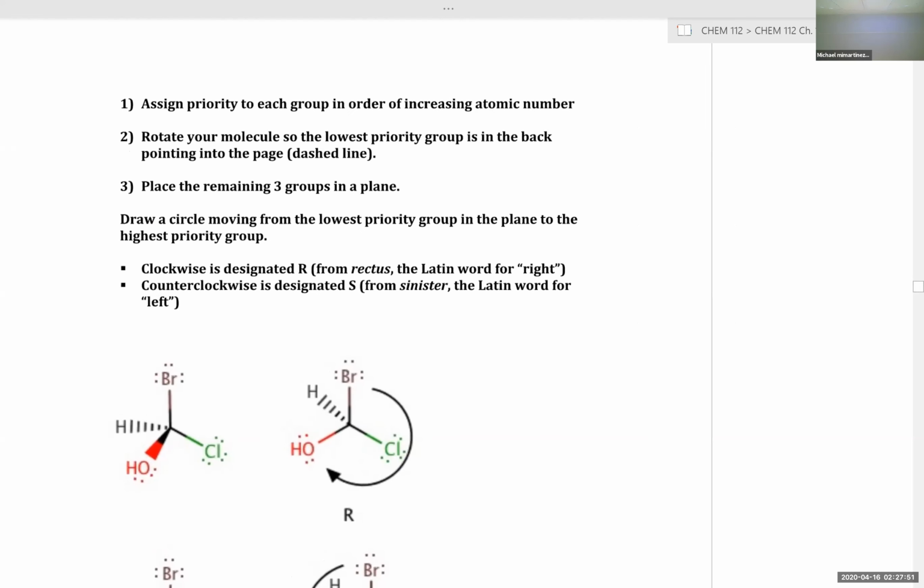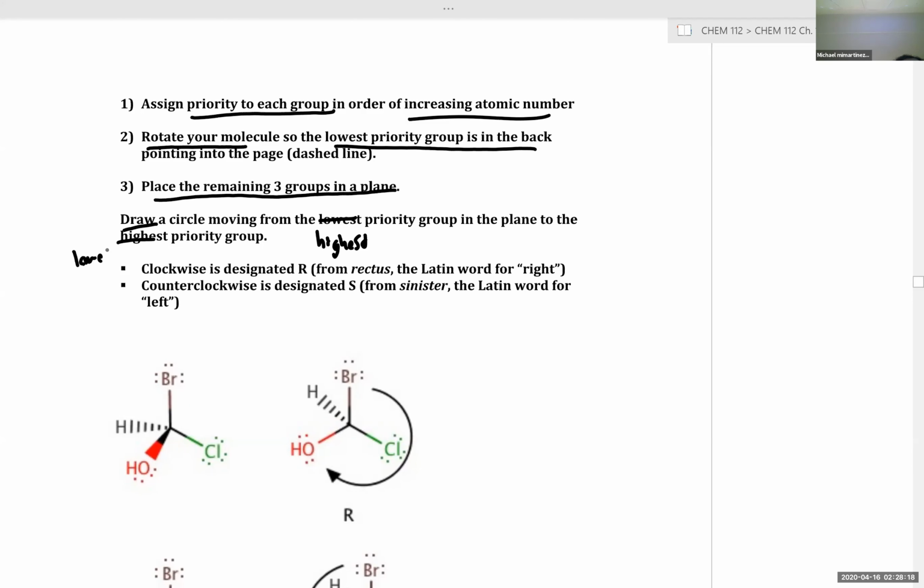So first things first, we assign priority to each group in order of increasing atomic number. Wonderful. We rotate our molecule so the lowest priority group is in the back. We've done that. Next, you're going to place the three remaining groups in a plane, just flat. So you're going to move from the highest priority group to the lowest priority group. The highest priority group corresponds to the lowest number, and the lowest priority group corresponds to the highest number.